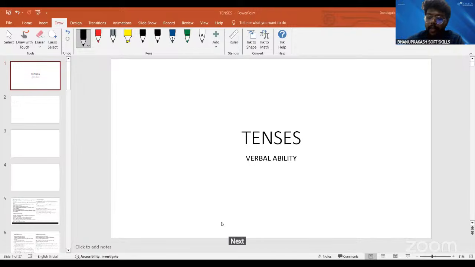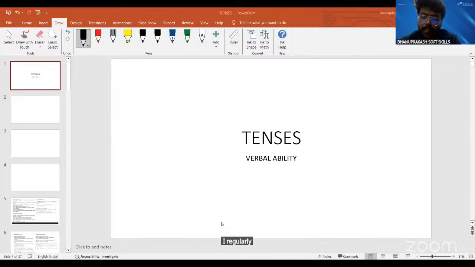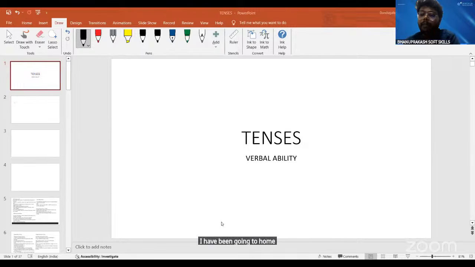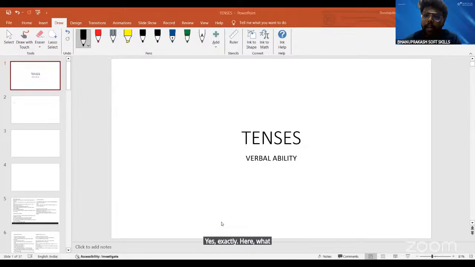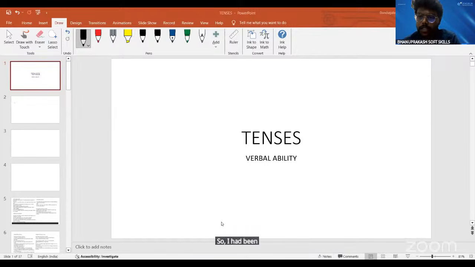Next, నేను ఇంటికి వెళుతూనే ఉండేవాడిని. I regularly go to home. Okay, that is also correct. But according to the tense, I have been going to home. I have been or I had been? I had been. Yes, exactly. Here what I told, ఉండేవాడిని, means past only, right? So have is used for present. So I had been going to home is the correct answer.